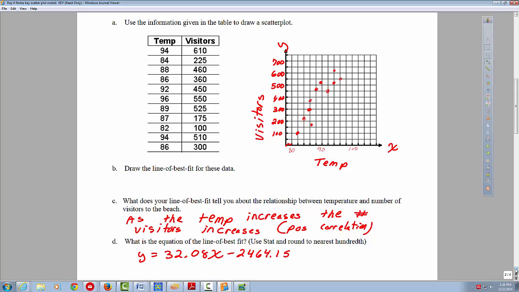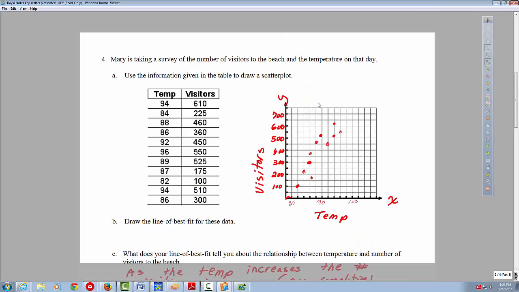So what does your line of best fit tell you about the relationship between the temperature and the number of visitors at the beach? That as the temperature increases, the number of visitors increases as well. That means we have a positive correlation. And then if you'll get your calculators, pause the video, get your calculators, and we'll go through the steps and put this in on your calculator.